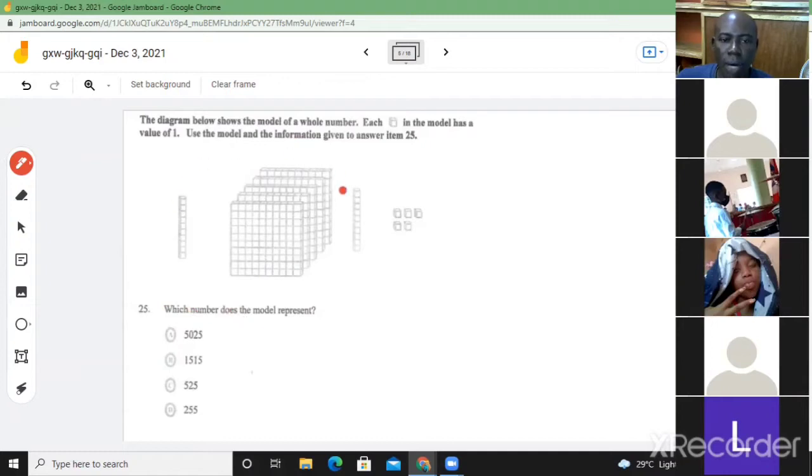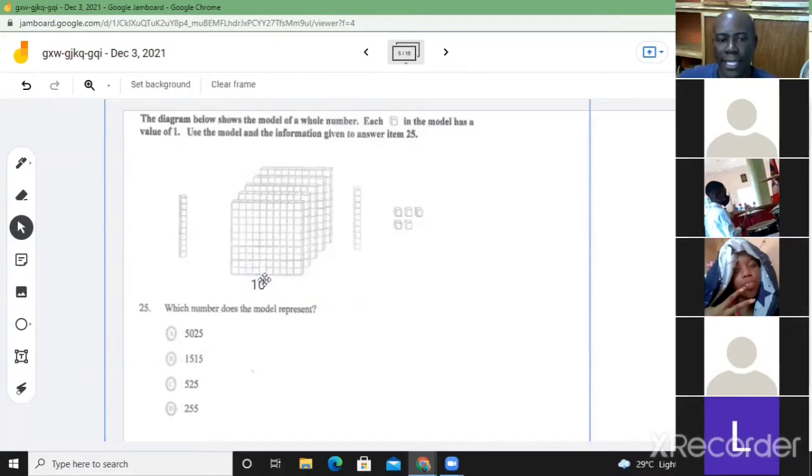Which number does the model represent? So we're saying each of these represents 1. Mighty, remember when you count these and you say 1, 2, 3, 4, 5, 6, 7, 8, 9, 10. We get 10 here. So let me just put a label here. That's 10 along that side. And then let's count going up: 1, 2, 3, 4, 5, 6, 7, 8, 9, 10. So it's a 10 by 10 like the last one.